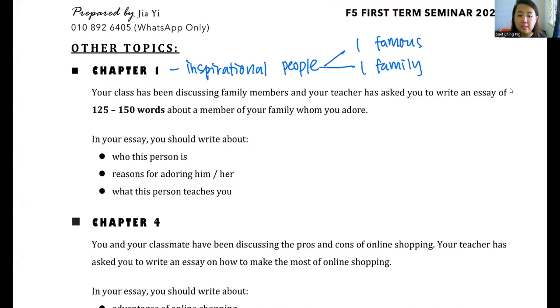So who is this person? Reasons for adoring him, what this person teaches you. So very easily, I mean, people most of the time talk about their mothers, correct? Or mother or father. Very rarely talk about siblings or some uncle. Okay? So if you talk about parents, usually it's the sacrifices that they have made for the family. You have seen how your parents have gone through difficulty bringing you up, sacrificing themselves to ensure that you had a better chance of building or molding a better future for yourself. Okay? What this person teaches you, the final end goal.